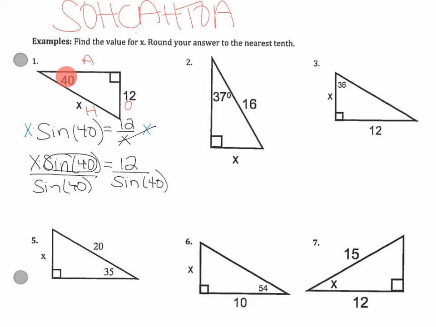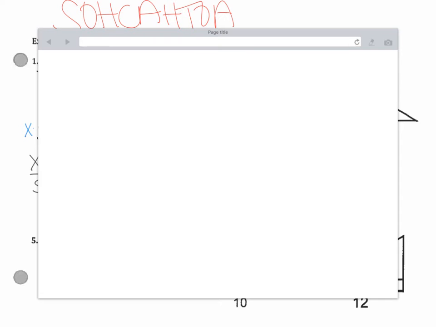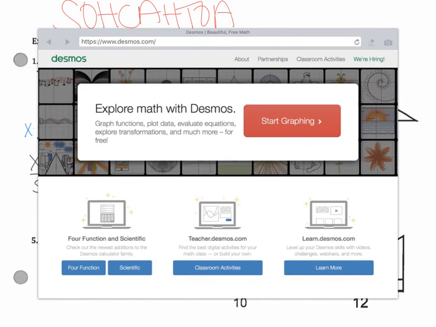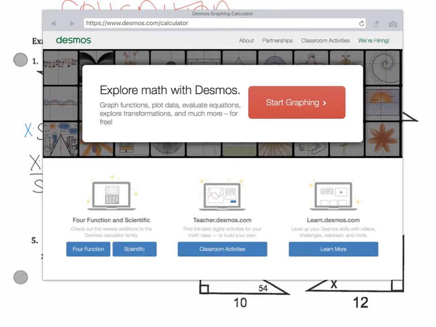Okay? So in my calculator, I'm going to type 12 divided by sine of 40. If you don't have a calculator at home, you can Google the word Desmos.com. I'm pretty sure it'll work. Let's see. Yep, Desmos.com. Click Start Graphing. You have a graph over here. Just ignore this. This is where you want to type it in. If you see where it says functions, if I know how to use this, it should be working. Oh, there we go. Functions.